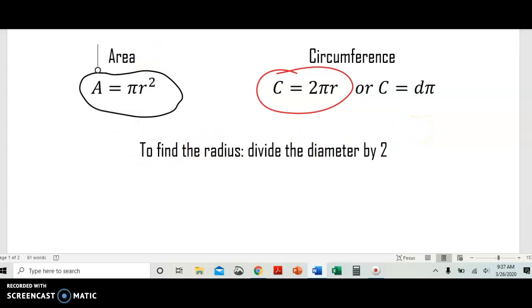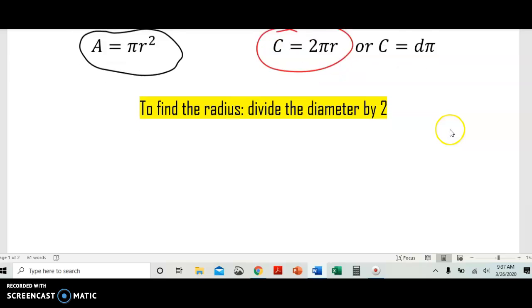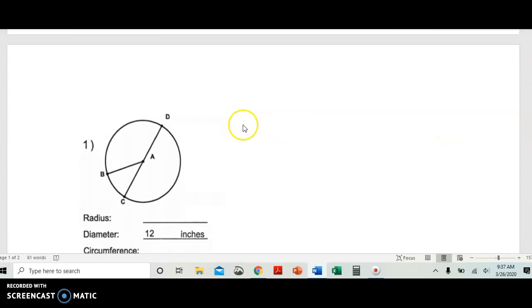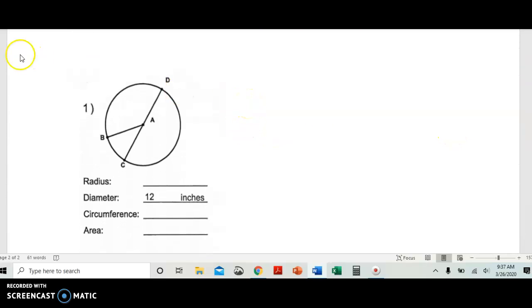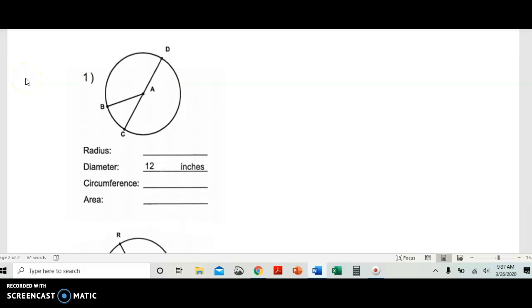Right here as well, just something to remember is that it says to find the radius, divide the diameter by 2. So if they give you the diameter and you're like, oh my gosh, I need the radius, all you have to do is divide it by 2 and you will be good to go. So we're going to go through the first 3 examples here for our homework, just so you guys get an idea of what we are working with here, and so you guys feel comfortable in order to do them.